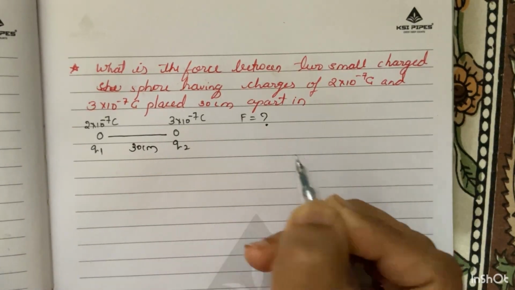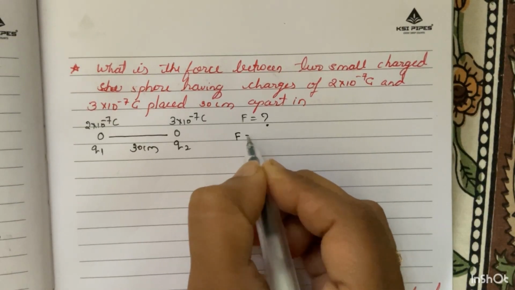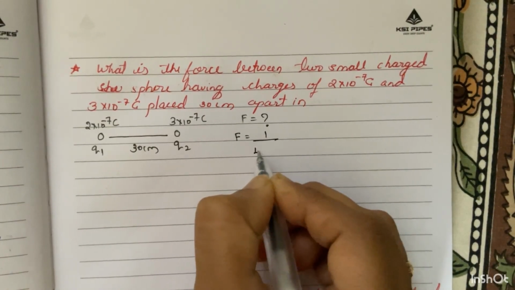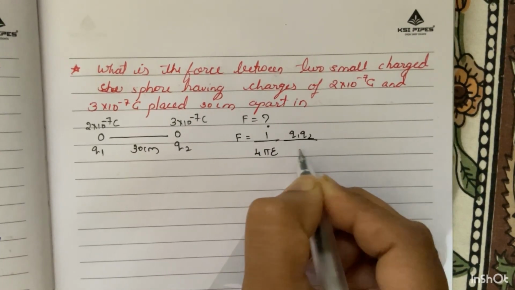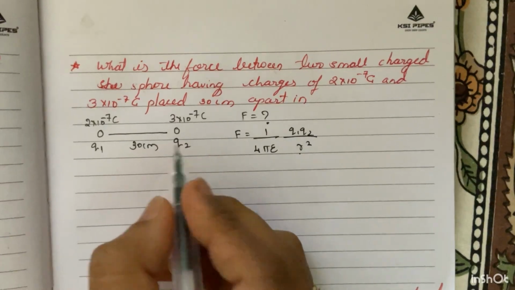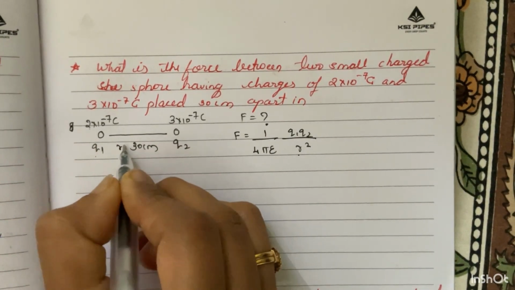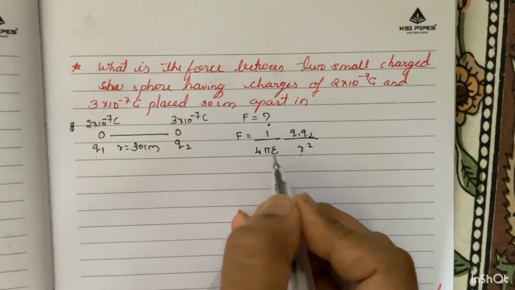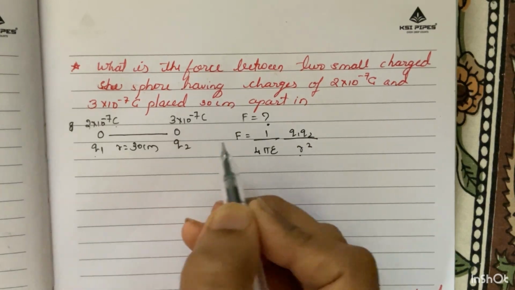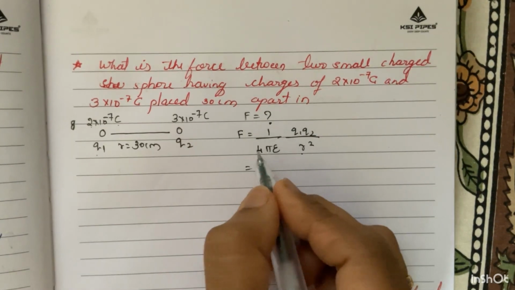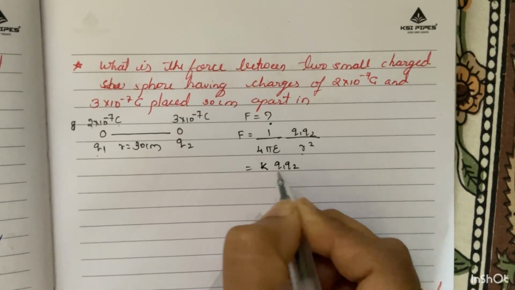Now, to calculate the force using q1, q2 and the distance, the formula we have is F equals 1 over 4 pi epsilon, q1 q2 divided by r square. R is nothing but the distance. Now we know this is q1 and this is r. According to the formula, the units have to be converted to meters. And 1 by 4 pi epsilon is nothing but k, so F = k q1 q2 over r square.